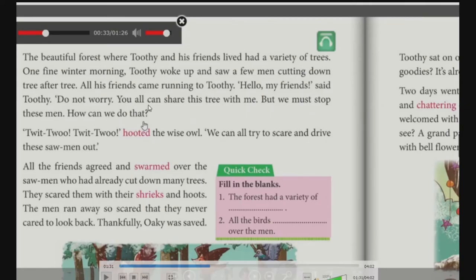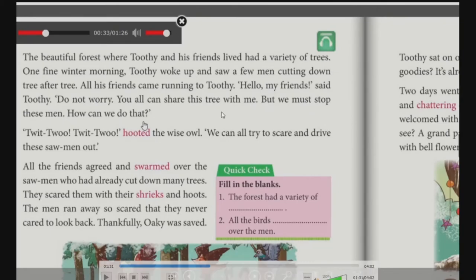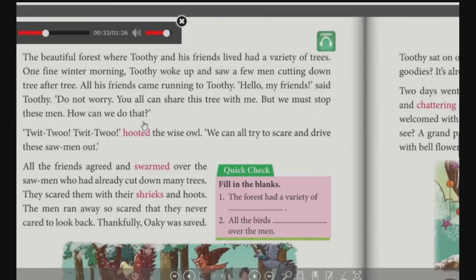And he told them not to worry and that they could share this tree. This tree means Oaky with me. That means he told his friends that they could live on that same tree where he is living. But at the same time, they had to stop those men. Why? Because if they would continue cutting each tree, the full forest would have become empty.